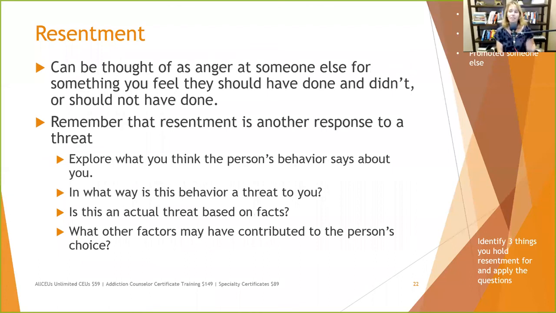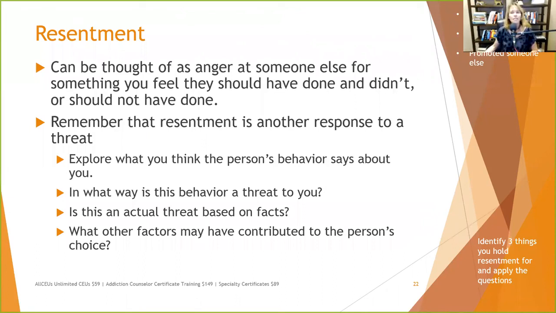Resentments. I encourage clients to identify three things you hold on to resentment for and apply the questions that we're going to talk about. So think about three things you're holding on to resentment for. Resentment can be thought of as anger at someone else for something you feel they should have done and didn't, or should not have done and did.